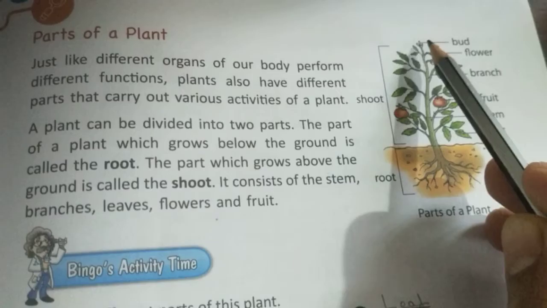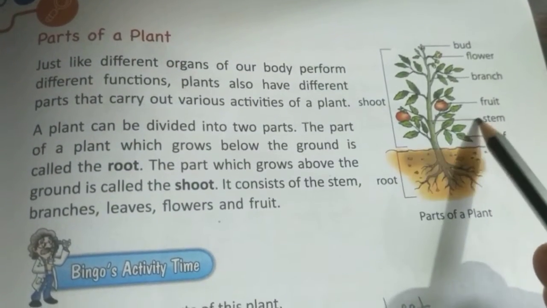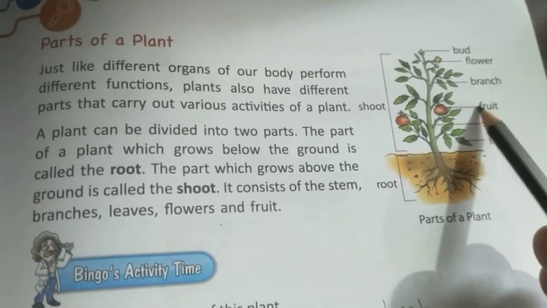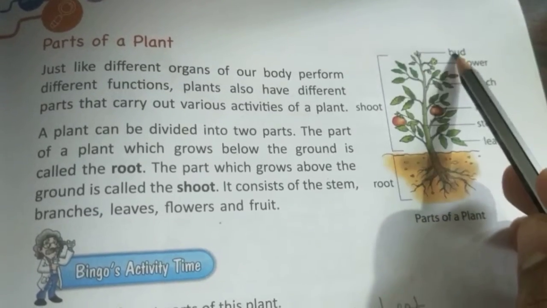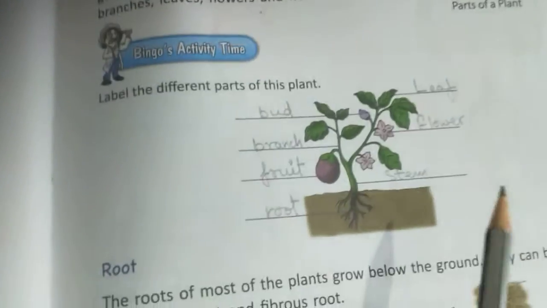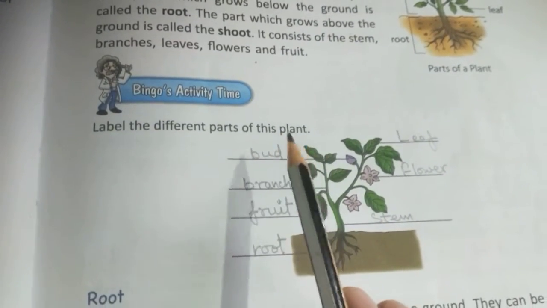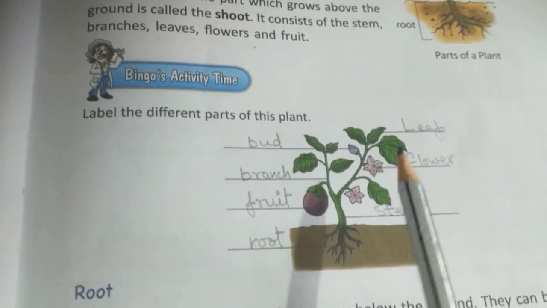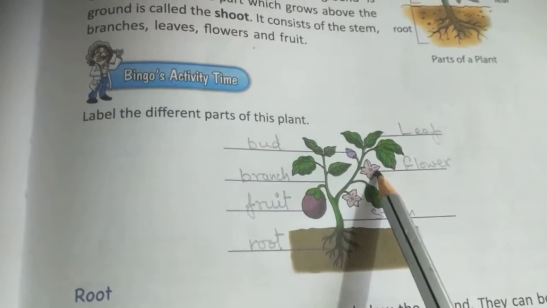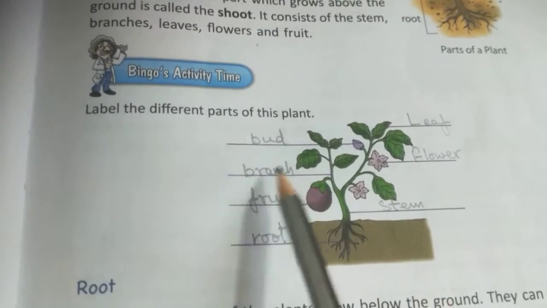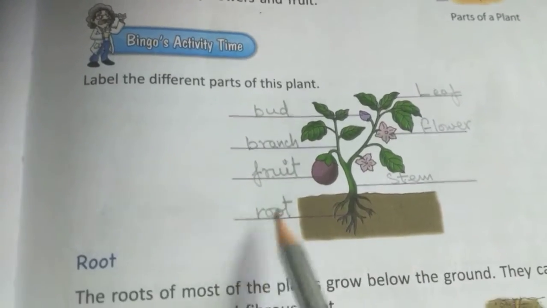Now this part which grows above the ground, which is called the shoot, consists of stem, leaf, fruit, branches, flower, and also bud. Now here's a bingo activity given over here. You have to label the different parts of the plant. The first one is leaf, the second one is bud, the third one is flower, the fourth one is a branch, the fifth is fruit, the sixth one is stem, and the last is root.